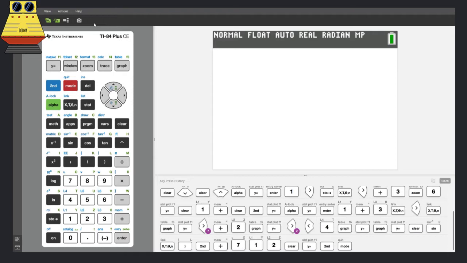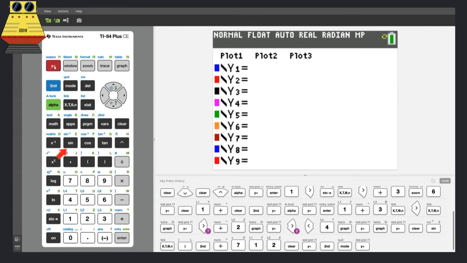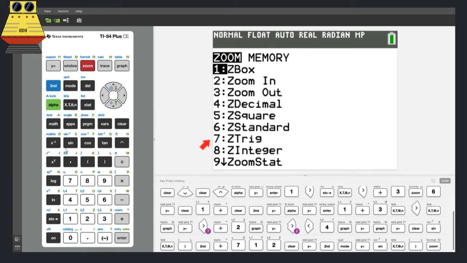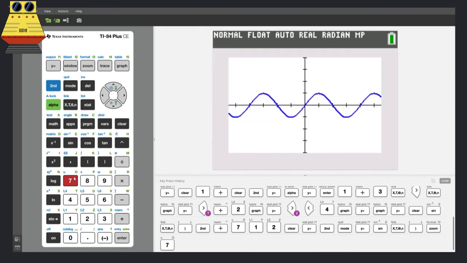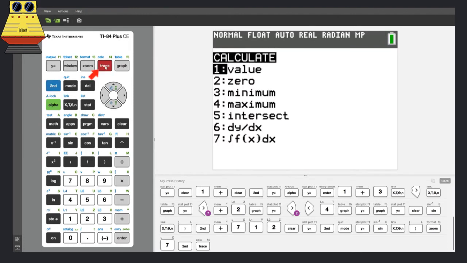I have my calculator on and I go directly to y equals and enter the sine function. It has to be in radian mode, notice at the top. After I enter that, I press zoom 7 for zoom trig. You could just press graph as well. Then the min and max feature is second trace, which is the calculate feature, and I go down to minimum.